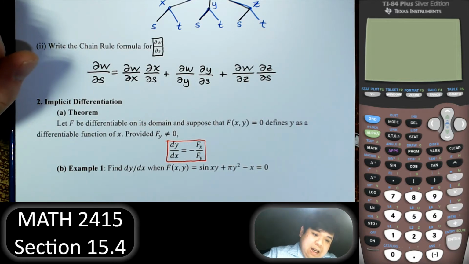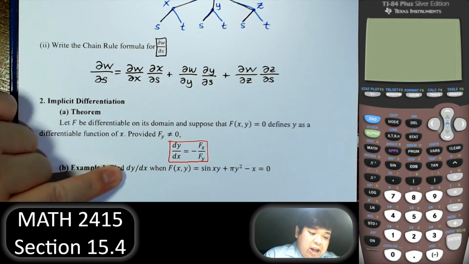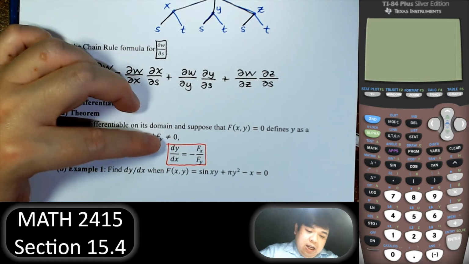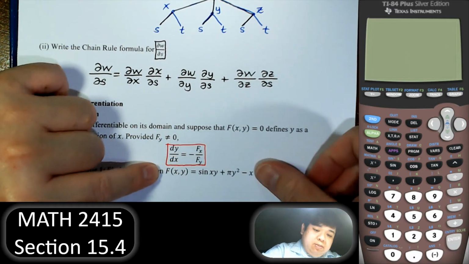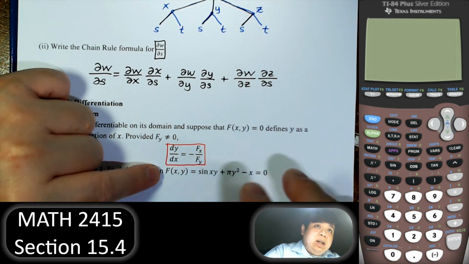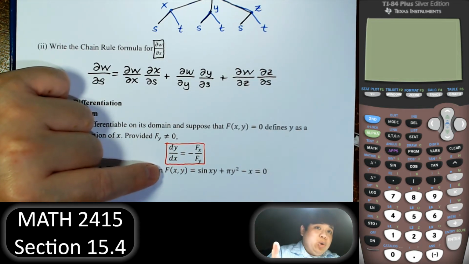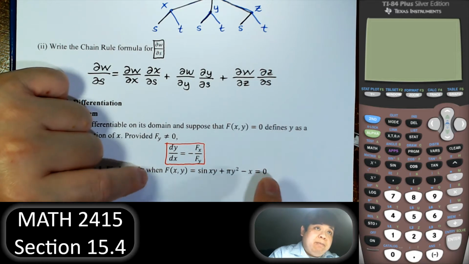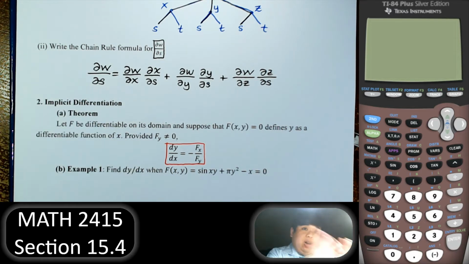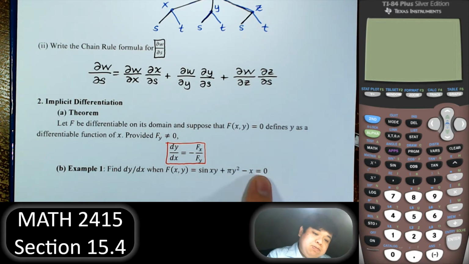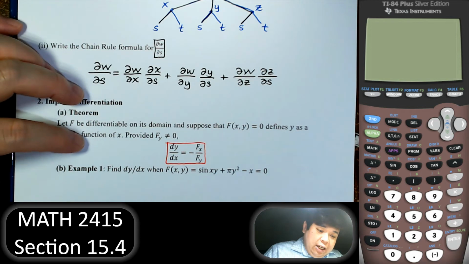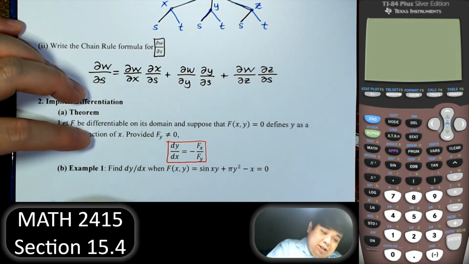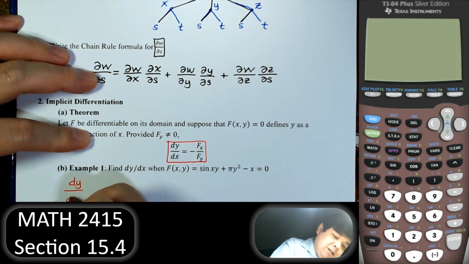Right. Let's look at the first example. Find dy over dx of this. So what we have here is an equation equal to 0. Equal to 0 or not, it doesn't matter. It could be equal to any constant. Any constant is fine. But here we just move everything to one side, equal to 0, right? Now, of course, that is the formula: negative f sub x over f sub y.